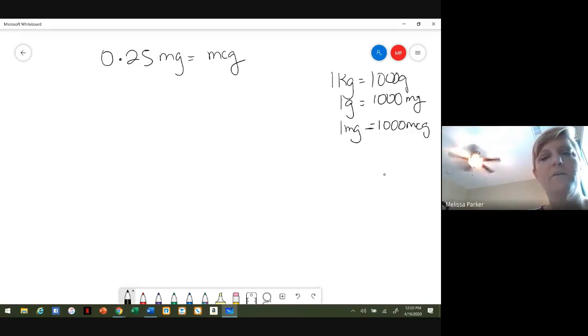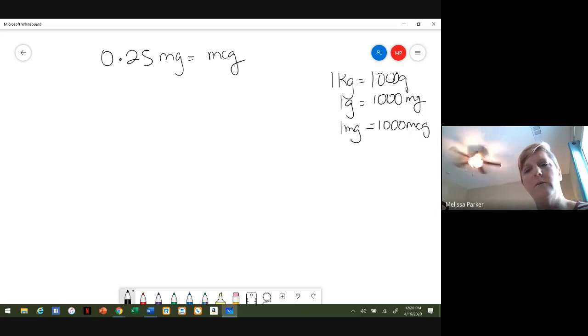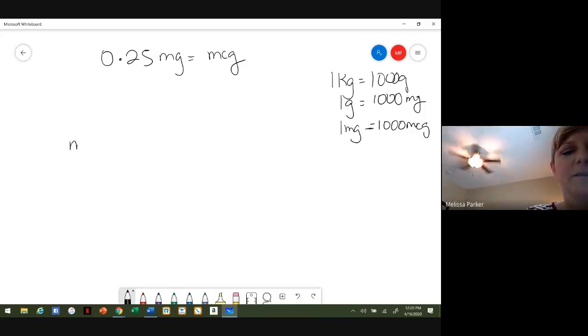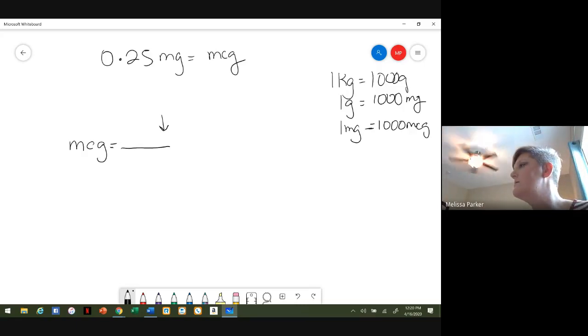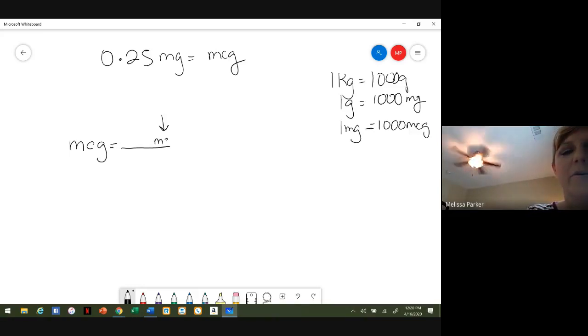So go ahead and type in the comment box. When I'm setting my dimensional analysis up, how do I know what I'm going to put first? Yes, we're going to put micrograms. It's whatever we're solving for. Good. Now what unit is going to go in my numerator right here? Yes, it's going to be micrograms, right? It has to be the same as what's here because this is in the numerator here. So it has to be here.